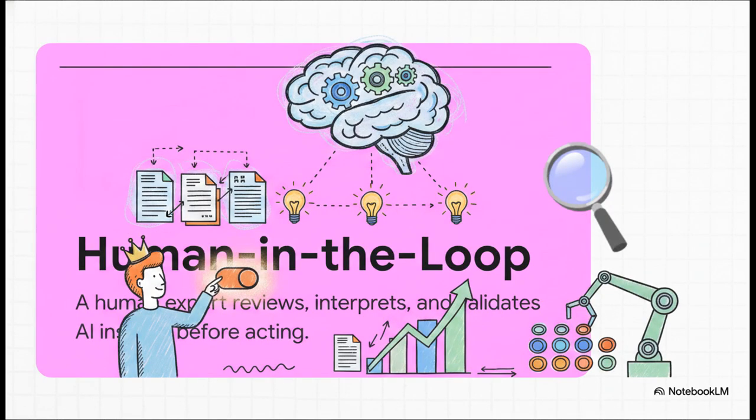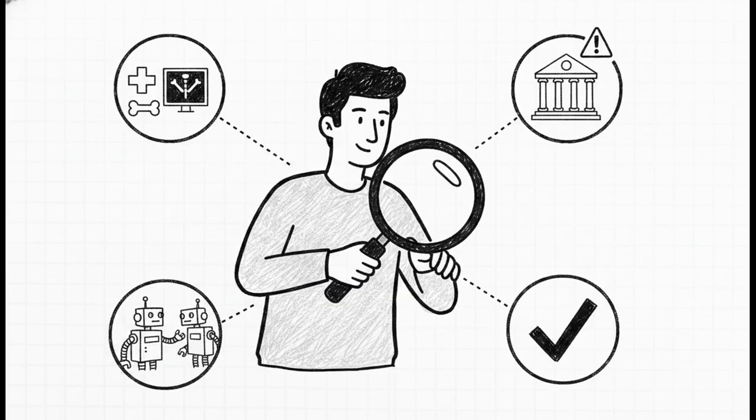And that is exactly why human in the loop, or HIL, is so vital. It's the critical practice where a human expert, that's you, reviews, interprets, and validates those AI-generated insights before they ever go live. You have to act as the ultimate supervisor for your AI intern, ensuring everything is accurate and perfectly aligned with your goals.